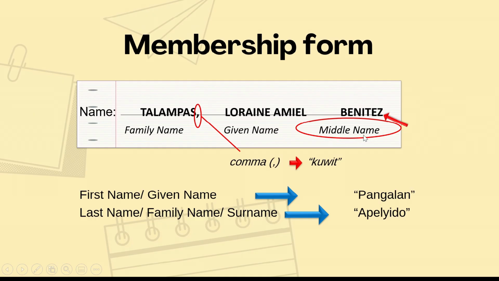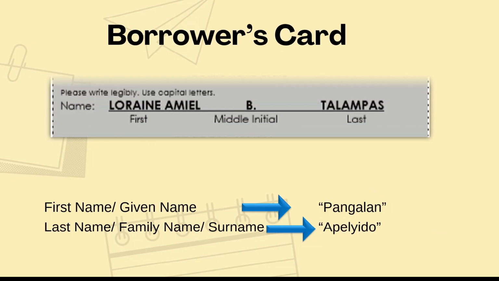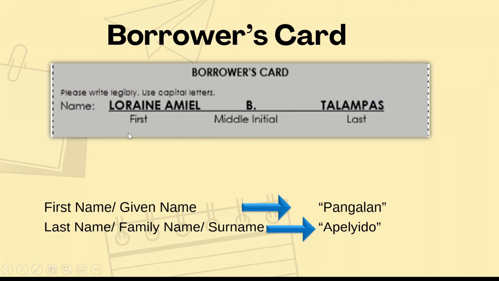Minsan hindi middle name ang hinihingi. Minsan, middle initial lamang. Ang unahang letra ng iyong middle name. In this template, ang unang hinihingi ay ang first name o ang iyong given name or pangalan. The next is middle initial o ang inisyal ng panggitnang ngalan. Huwag kalimutan, lagyan ng tuldok. At sa pinakadulo, hiningi na ang kanyang last name, family name, or surname. Sa Tagalog ay apelyido.